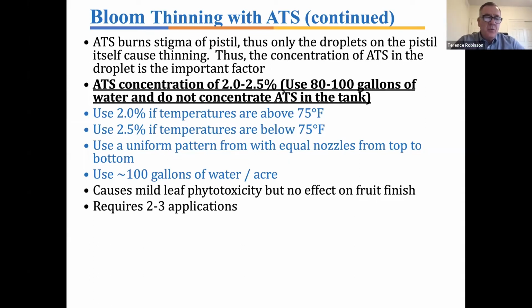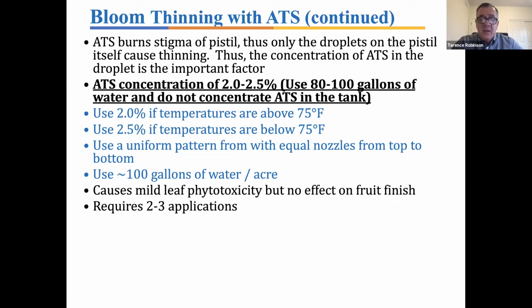Because of that, we want to use a relatively good volume of water. Now, at this time of year, you don't need 200 gallons, but I like to use between 80 and 100 gallons of water. And I want to emphasize that the actual concentration in the tank is what's important. If you use tree row volume calculations and adjust for the tree row volume, you might end up with a higher concentration in the tank and get too much burning of the leaves. My recommended rate, and the only ones I feel comfortable, are between 2 and 2.5%.